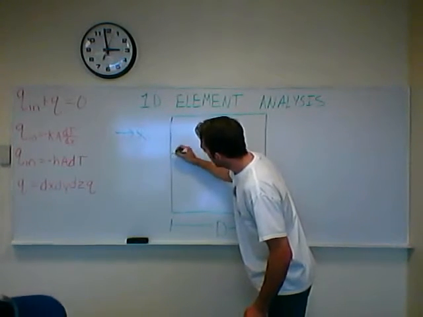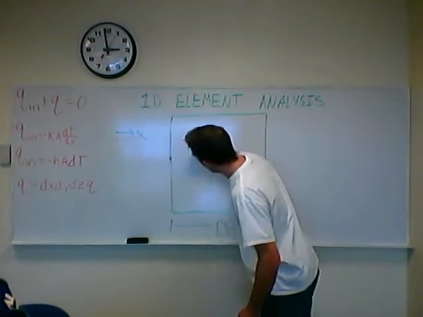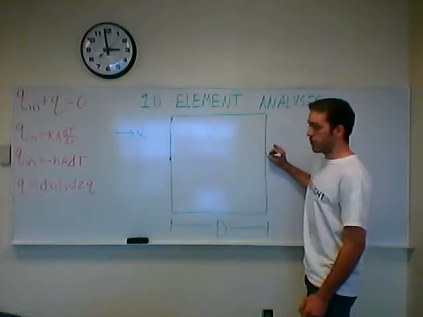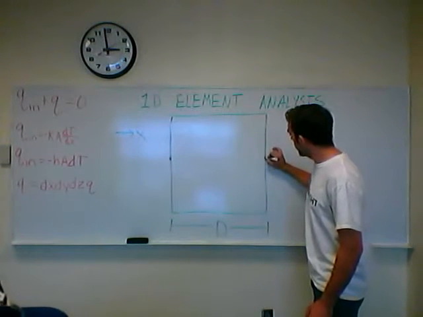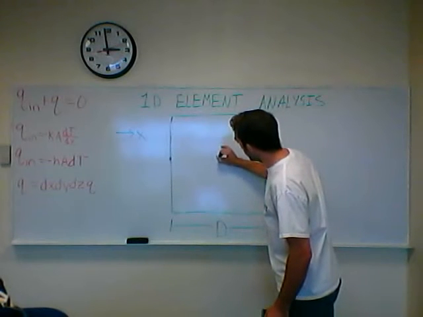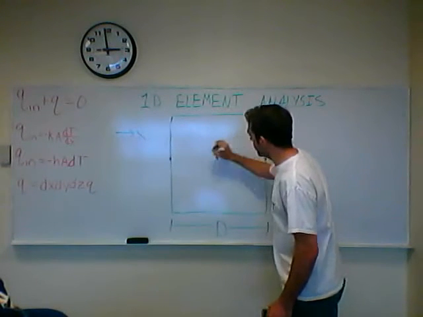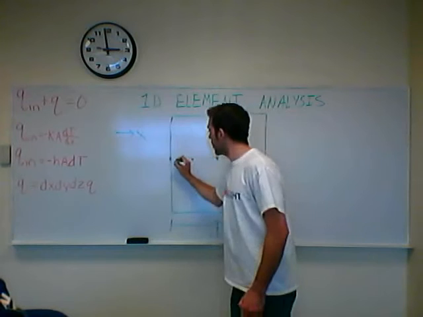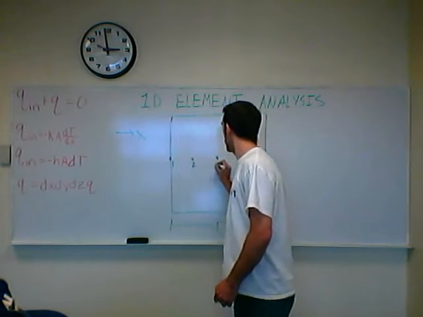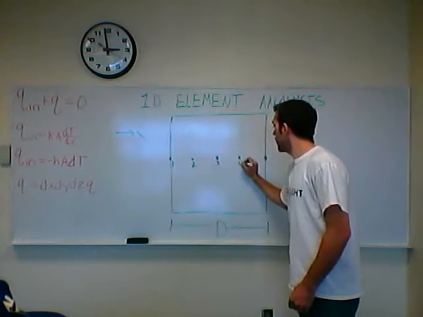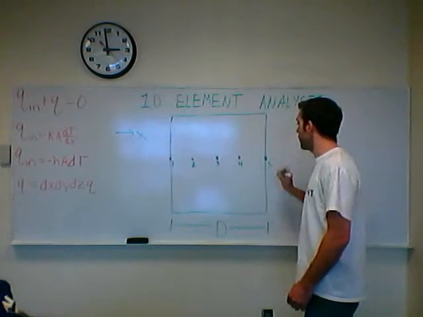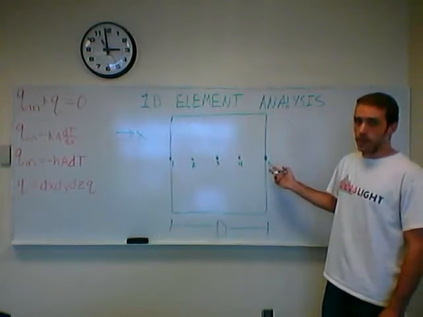So you start with 1 on each side. Because it's 5, we're going to have 1 in the middle and 1 on each side. 1, 2, 3, 4, and 5. Those are the nodes you're going to analyze.